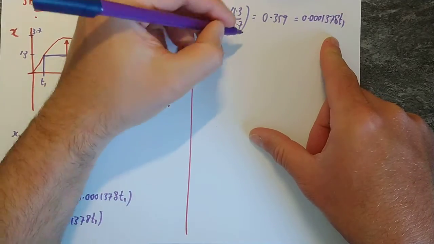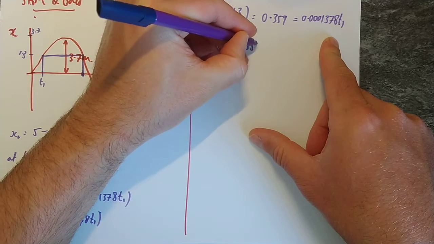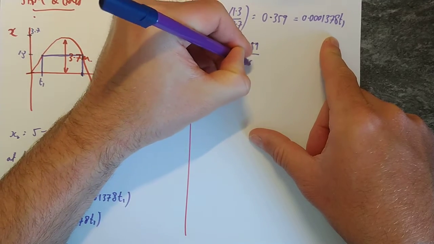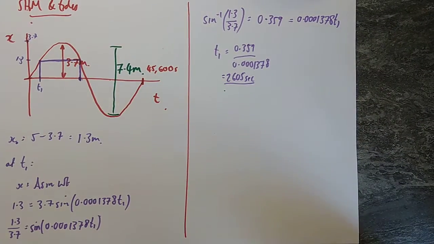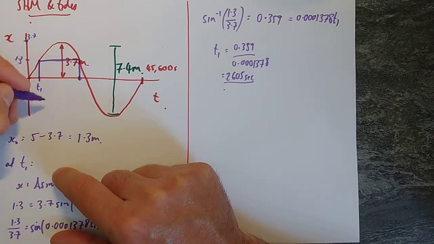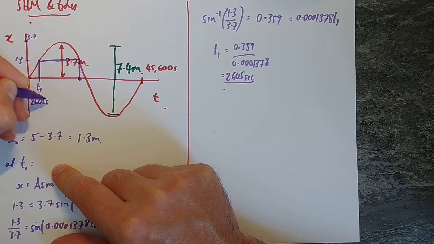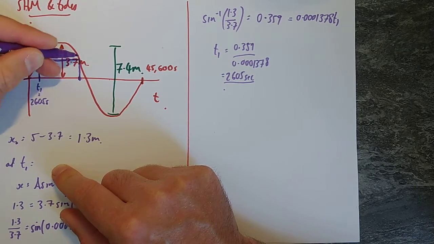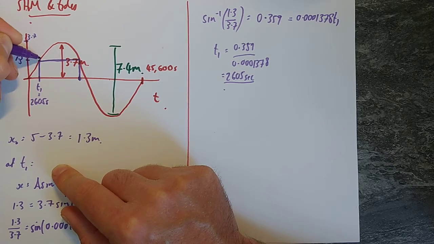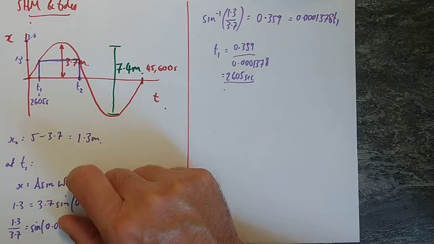0.0001378 T1. Rearranging for T1, T1 equals 0.359 divided by 0.0001378. So I type that into my calculator and I get 2,605 seconds. So that there is equal to 2,605 seconds. The next thing, because we want to know how long it is above 5 metres from low tide, or how long it is above 1.3, we need to work out this time here, which we'll call T2.